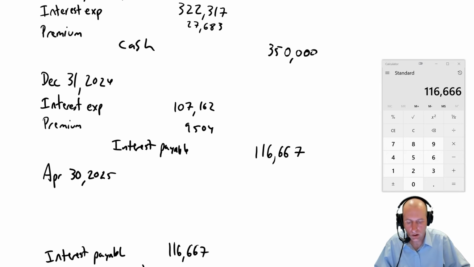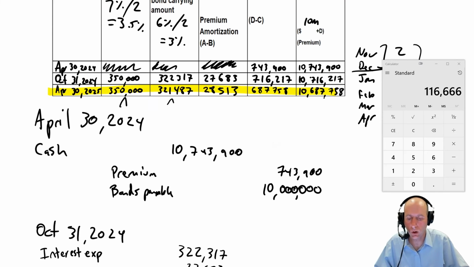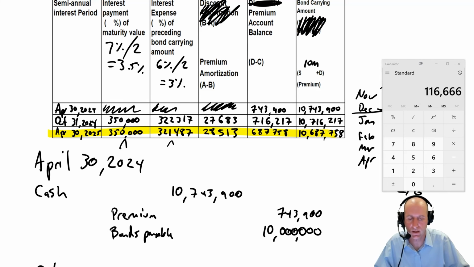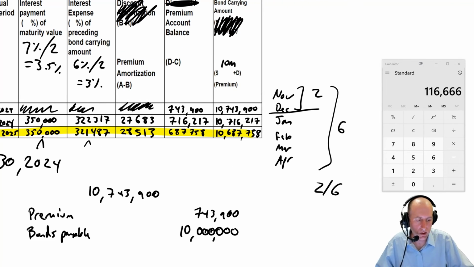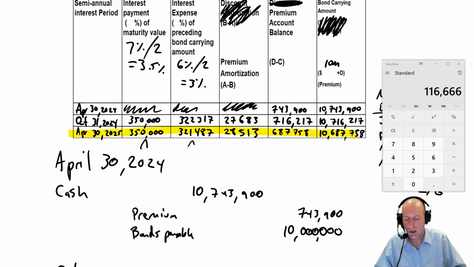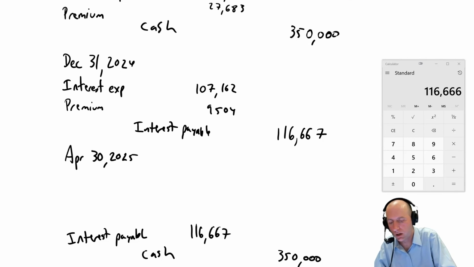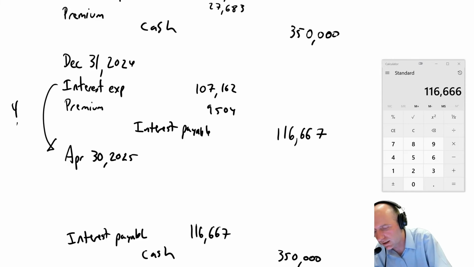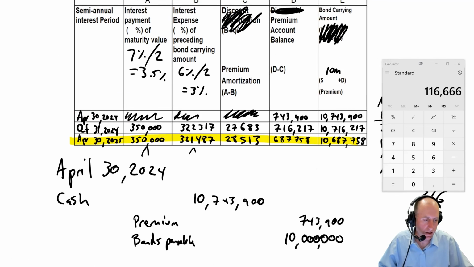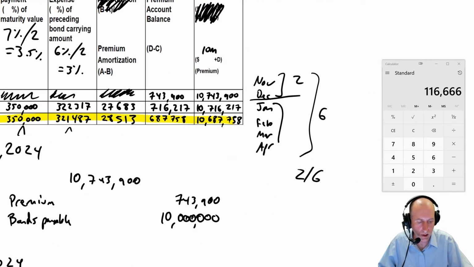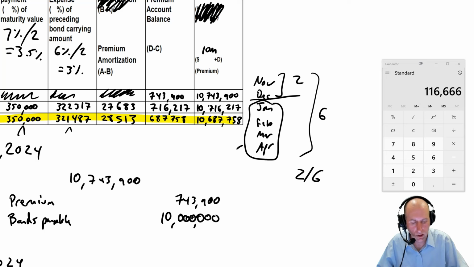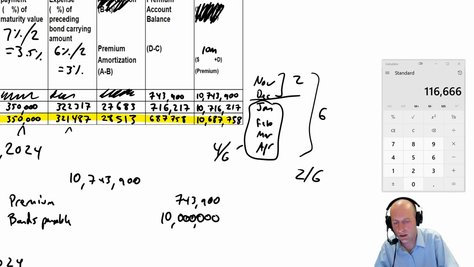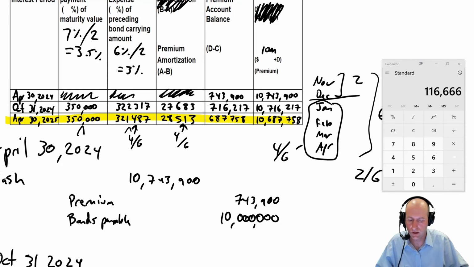I also need to record the interest. Now, how much interest expense has built up? Well, we dealt with the 2/6 up to December 31st. Now we're dealing with the period between December and April. How many months is that? January, February, March, April. That's the other 4/6. That's the other 4 months. So hopefully to the surprise of no one, that's 4/6. So for my interest expense, it's going to be 4/6 of that number. And for my premium amortization, 4/6 of that one.